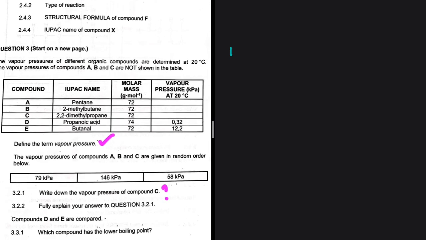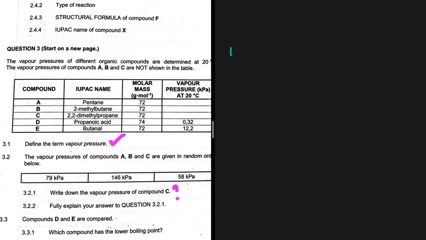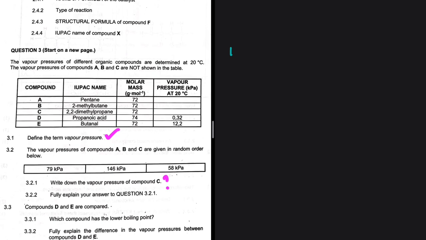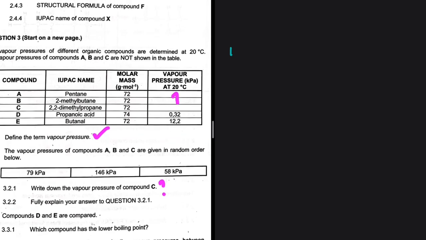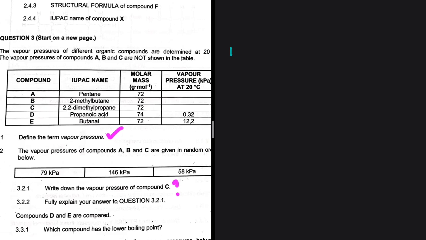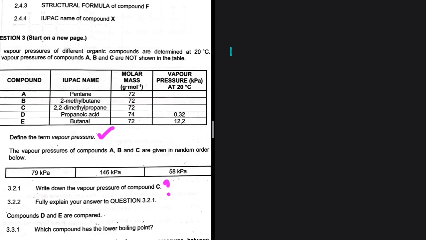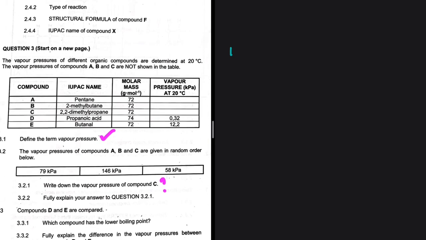Let's go through the question statement and see what is actually happening. The vapor pressures of different organic compounds are determined at 20 degrees Celsius. The vapor pressures of compounds A, B, and C are not shown in the table, as we can clearly see that we don't have here. And then 3.2 says the vapor pressures of compounds A, B, and C are given in random order below. Okay, and then 3.2.1, write down the vapor pressure of compound C. So how are we supposed to know which vapor pressure is for compound C?